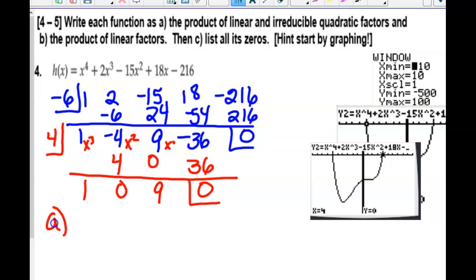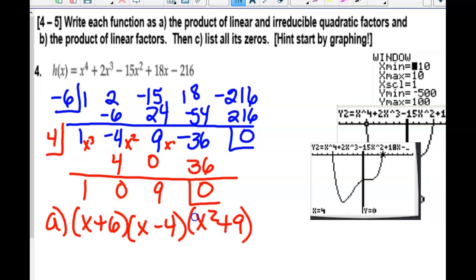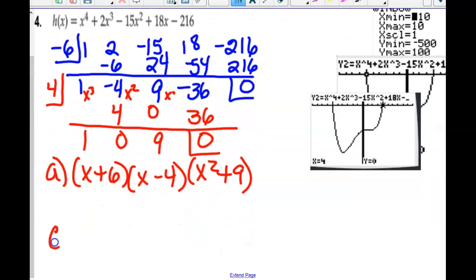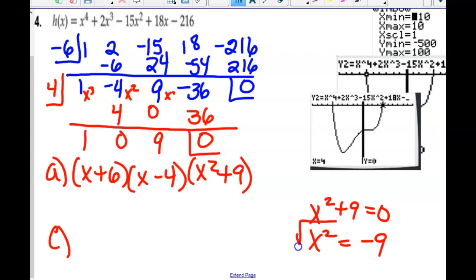Well, for part A, it says, write the linear and irreducible factors. That would be x plus 6, x minus 4, and what's this depressed polynomial right here? x squared plus 9. Everybody good? Okay. If I set that one equal to 0, x squared plus 9 equals 0, I get x squared equals negative 9. What is the square root of negative 9? 3i. So the actual zeros are negative 6, 4, positive 3i, and negative 3i.